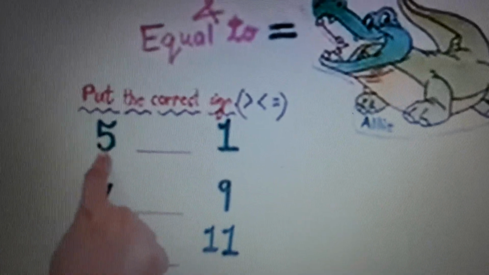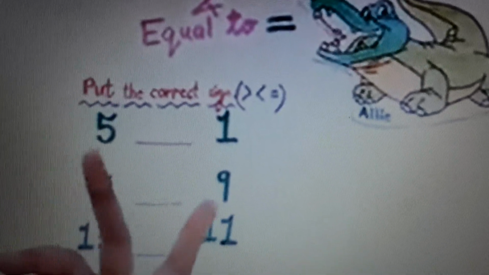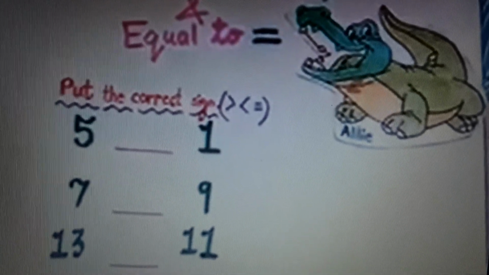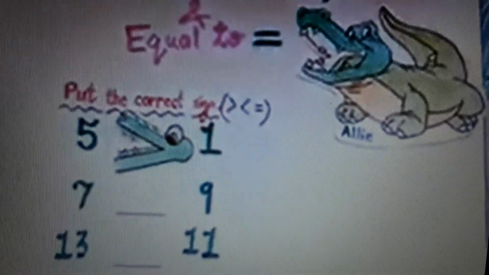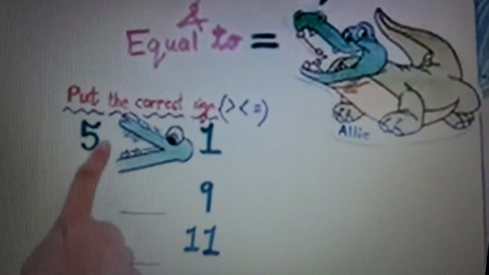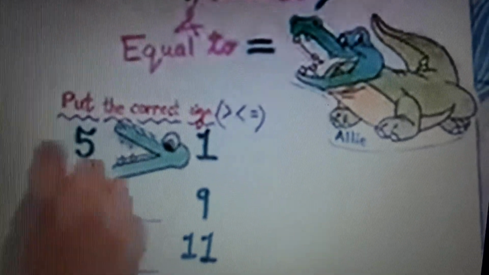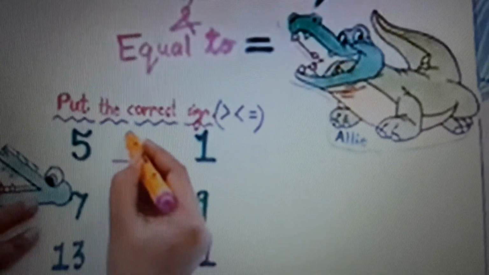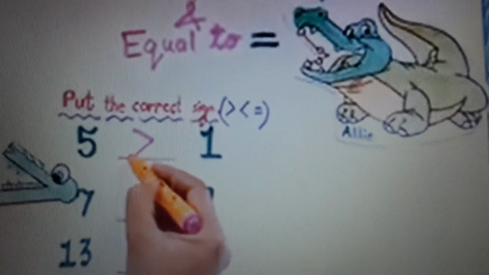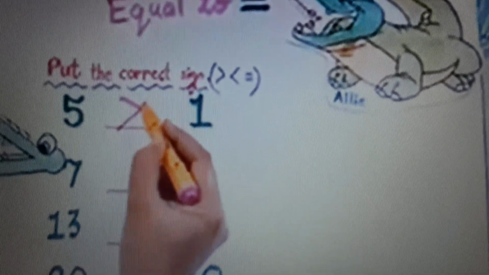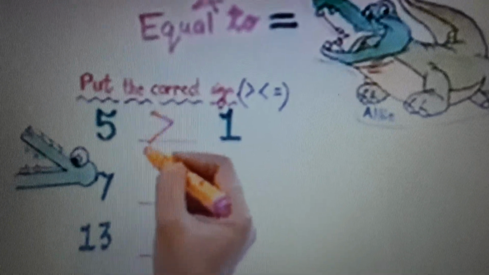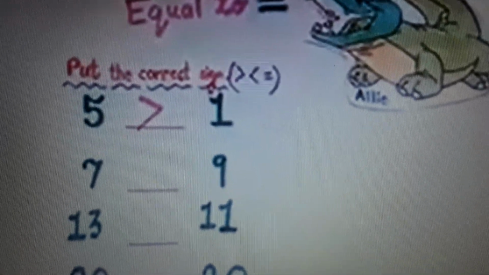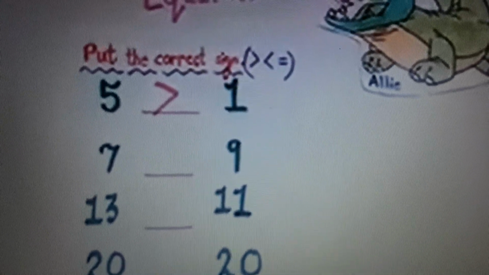The first numbers are 5 and 1. Now tell me which number is big? The big number is 5. So, what are we going to do? We are going to keep the open mouth of Croco towards 5 because 5 is the big number. So, this is how we can make the sign of greater than, because 5 is greater than 1. 5 is greater than 1. So we have learnt how to make the sign of greater than.